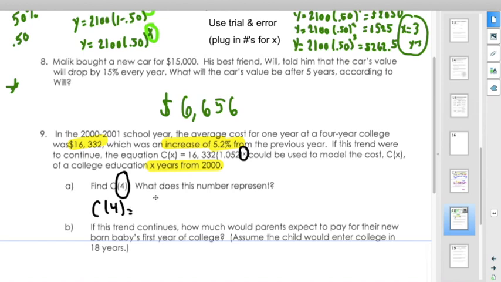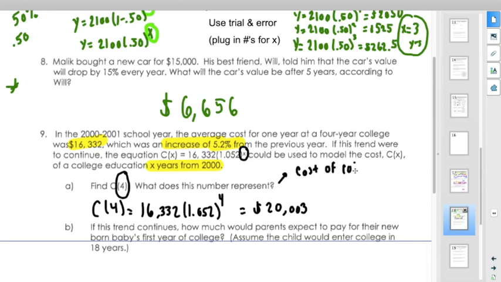So c of 4 equals 16,332 times 1.052 raised to the 4th. You put that in the calculator and you would get about $20,003. And what does this number represent? Well, it represents the cost of college. Again, 4 represents years, and we started in 2000, so 4 years after 2000 is 2004. That's the cost of college in 2004.